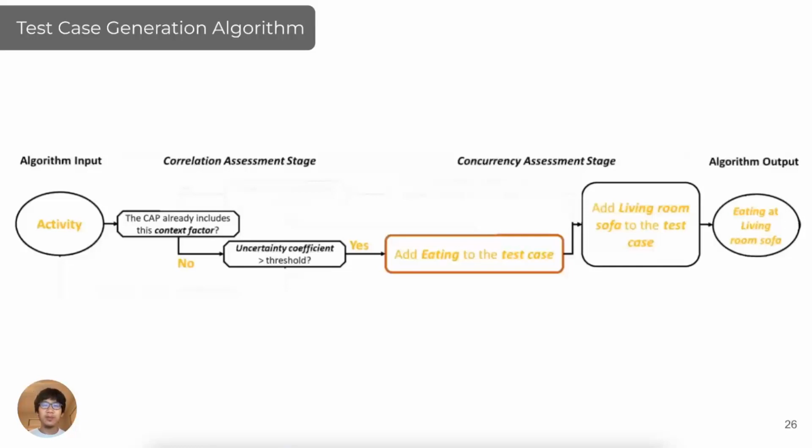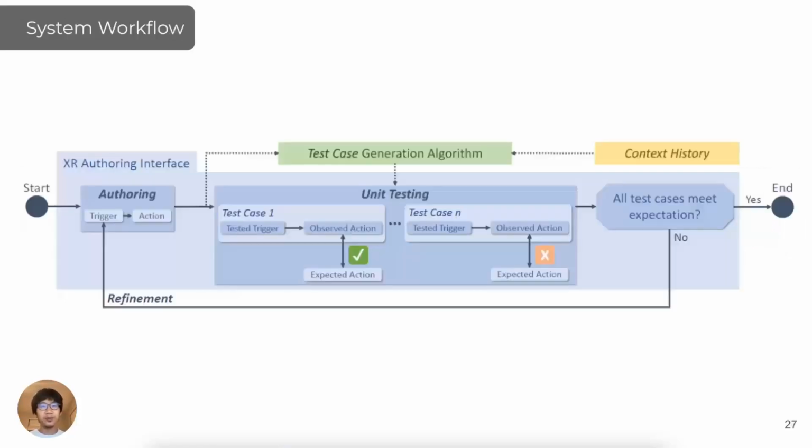What does it mean? It means according to this user's context history, the location has a high correlation with the activity. But it seems like the user doesn't include any activity. So the algorithm is trying to tell the user, please consider this situation by adding a frequently happening activity, eating, to the test case. Due to time limitation, I won't cover too many details. Please refer to our paper for more examples and implementation details.